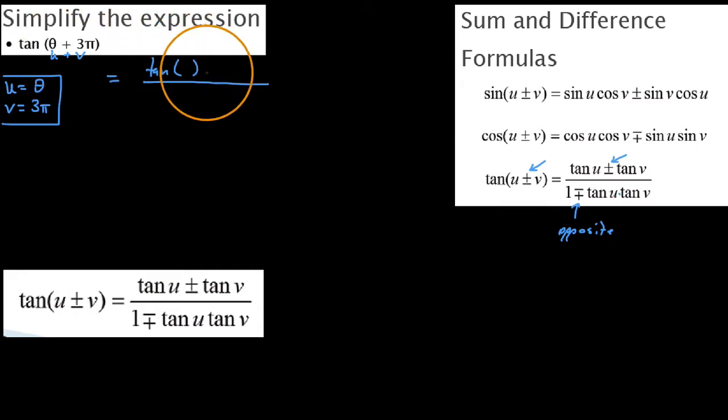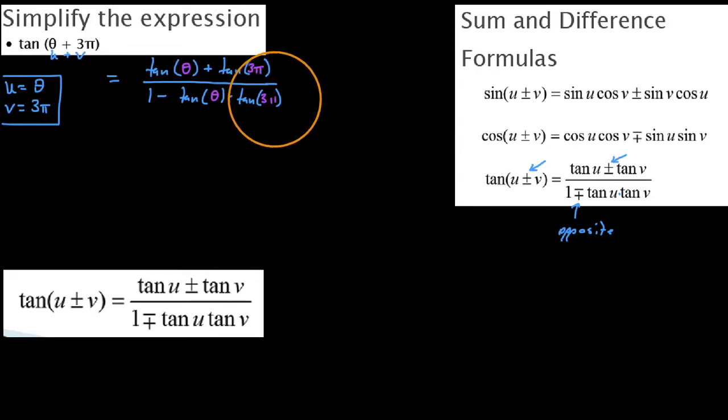But because this was a sum here, I know that on the top I have the sum of two tangent values, and on the bottom I have 1 minus the tangent u times the tangent v, the product of the tangents of these two angle parts here. So we're going to go ahead and fill in our u's and v's. Our u in this particular case was theta, so we put theta on top and bottom, and then on top we have 3 pi. So as far as simplifying this goes, of course, it's very helpful to know your unit circle.